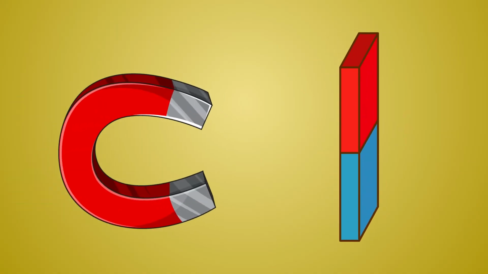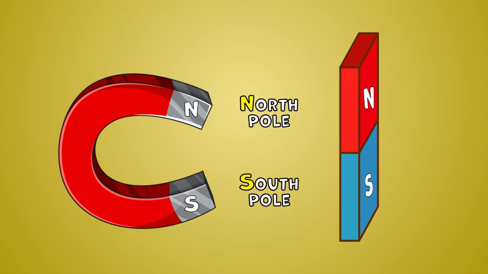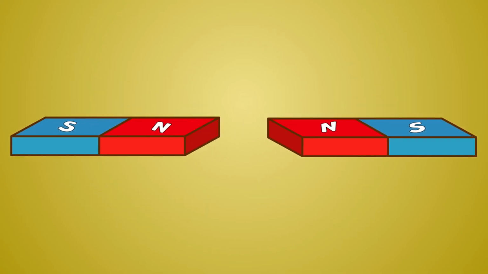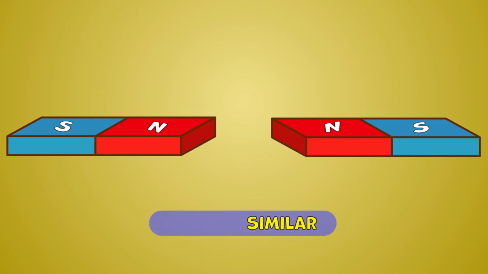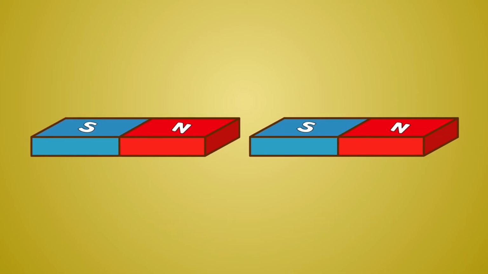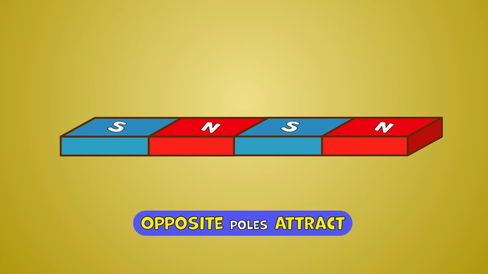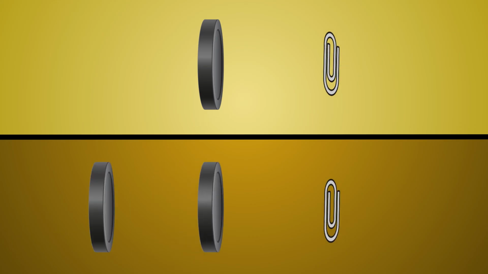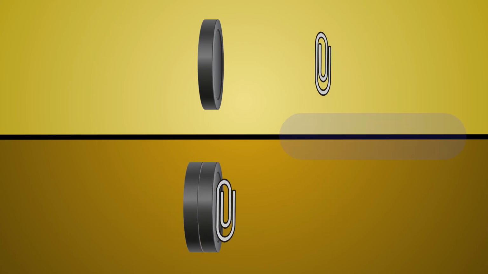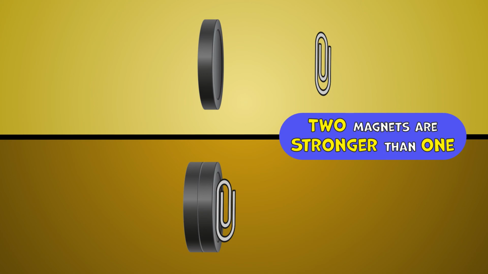Magnets work the same way. Each magnet has two sides, and these sides are called the North Pole and the South Pole. If you take two magnets and point the same poles towards each other, the magnets push each other away. But if you point the North Pole of one magnet to the South Pole of the other magnet, the magnets attract each other. Magnetic forces stack up, so two magnets are stronger than one.